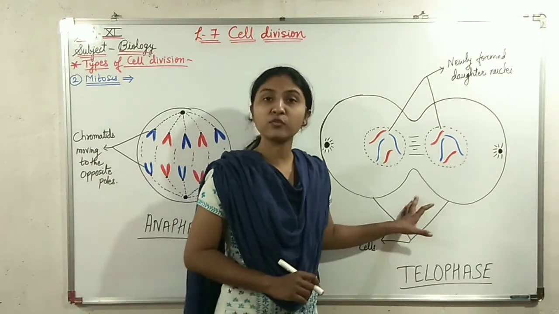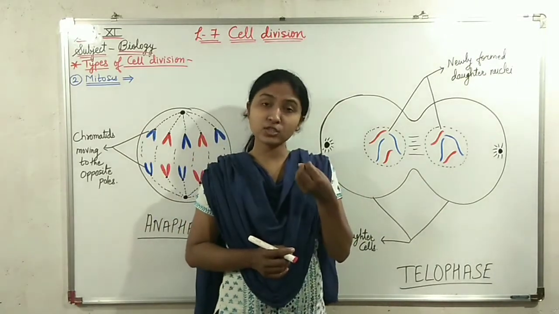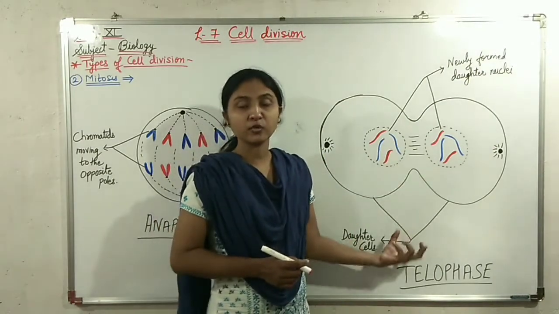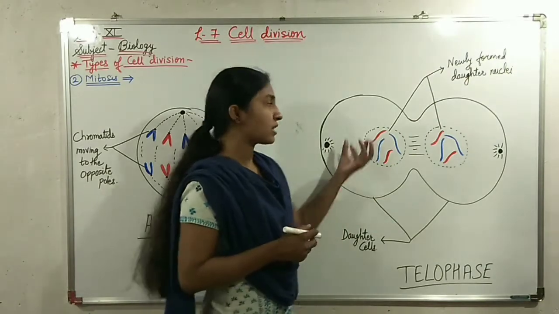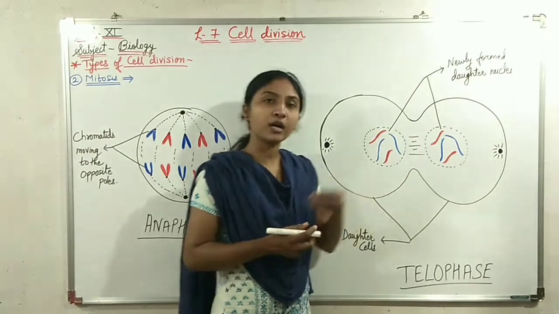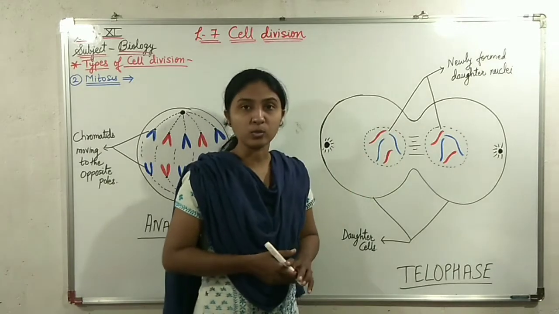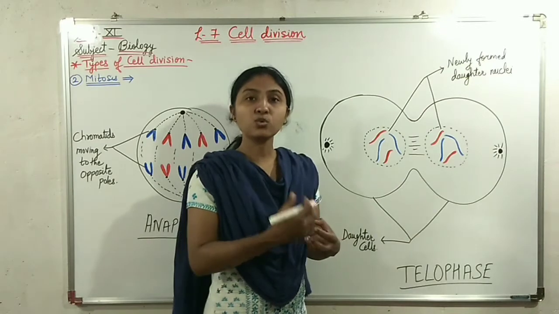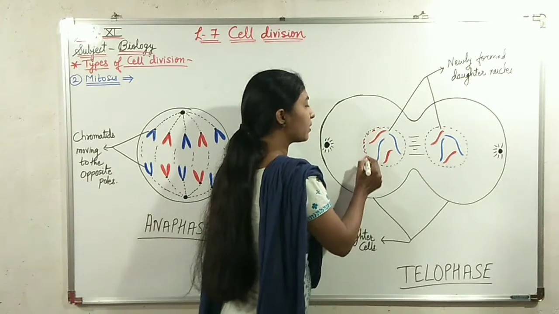Now here in the telophase, what happens? The chromosomes which are coiled together or condensed, which appear to be short, start uncoiling themselves, and again they lengthen and become long chromosomes. And slowly the nucleus starts to appear, and as the nucleus appears, the nuclear membrane also starts to appear.